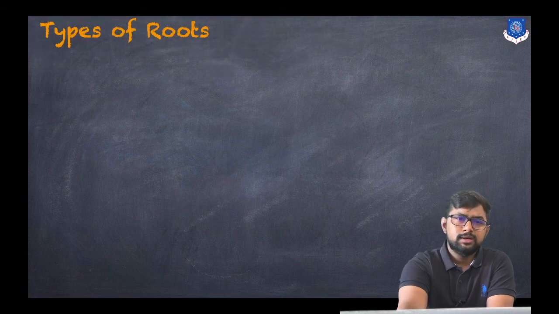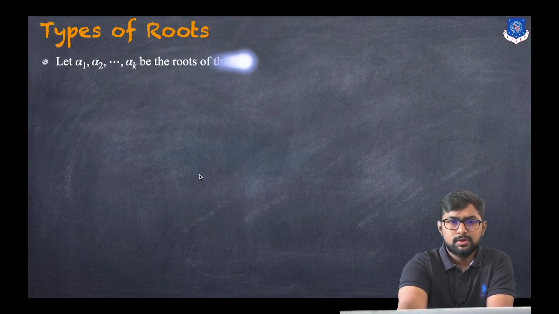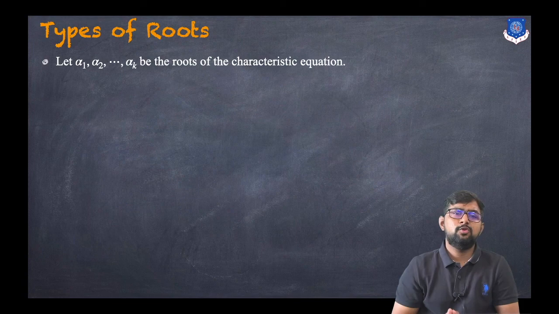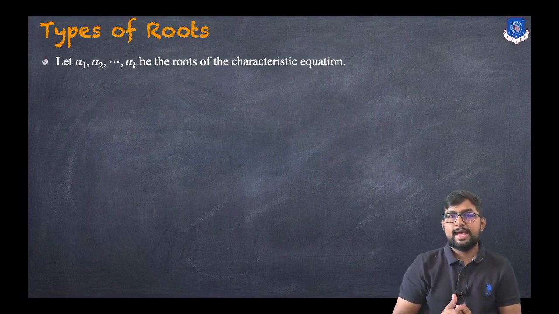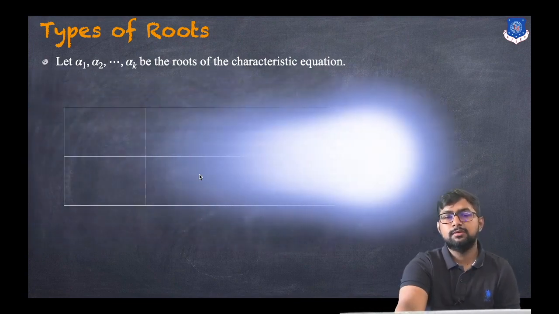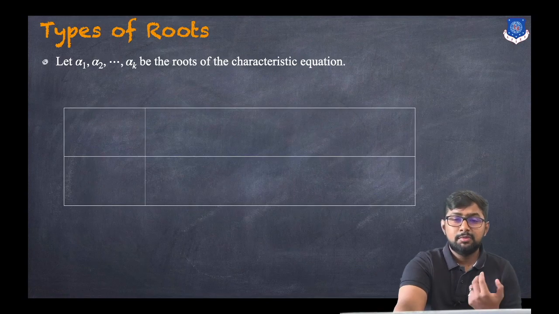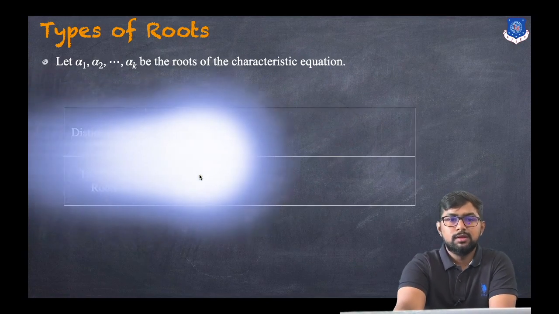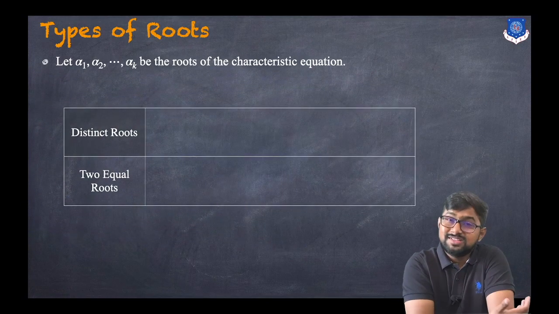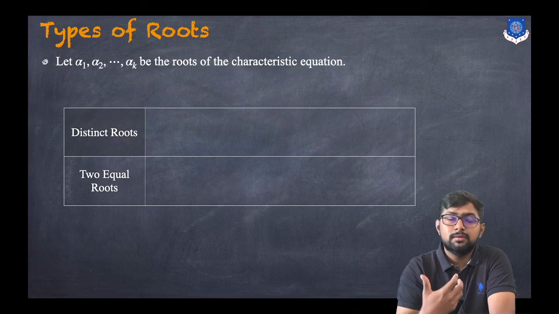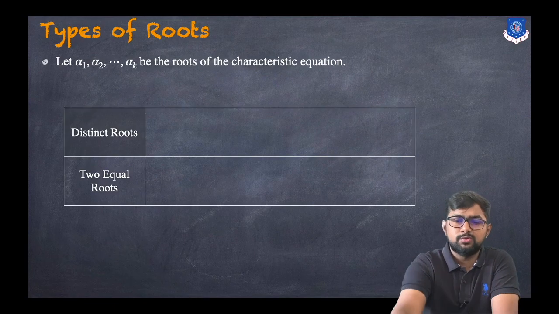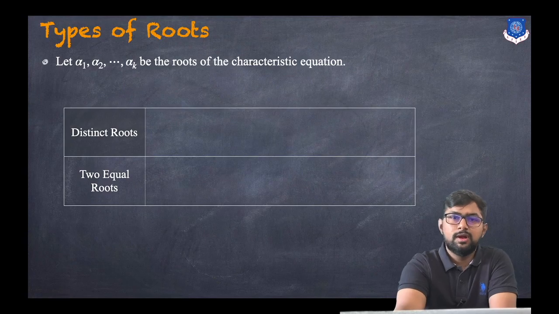Now let us understand the types of roots. Let alpha 1, alpha 2 up to alpha k be the roots of the characteristic equation. Then there will be a total of 2 possibilities. The first one, there can be distinct roots, or there can be multiple same roots, two equal roots, or it can be 3 or 4 and so on.